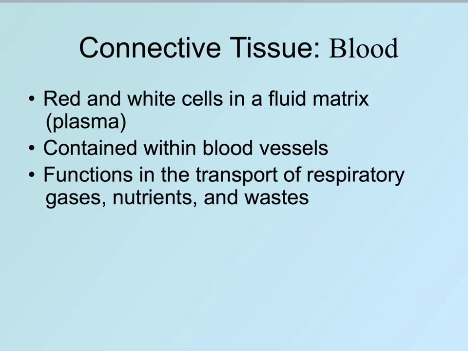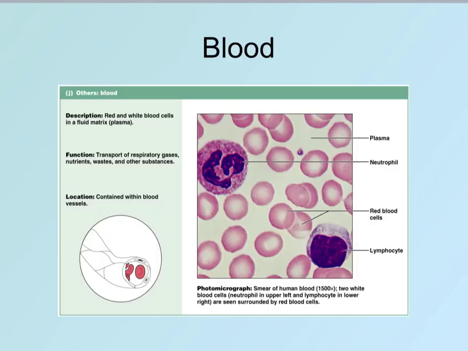Okay, blood is our last type of connective tissue. It includes red and white blood cells. And blood is contained within blood vessels and helps transport gases, nutrients, and wastes. Okay, so the red blood cells are the smaller ones, and you're not going to see a nucleus inside those, whereas the white blood cells are really big and purple, and those are a lot easier to spot, but they're not very numerous.